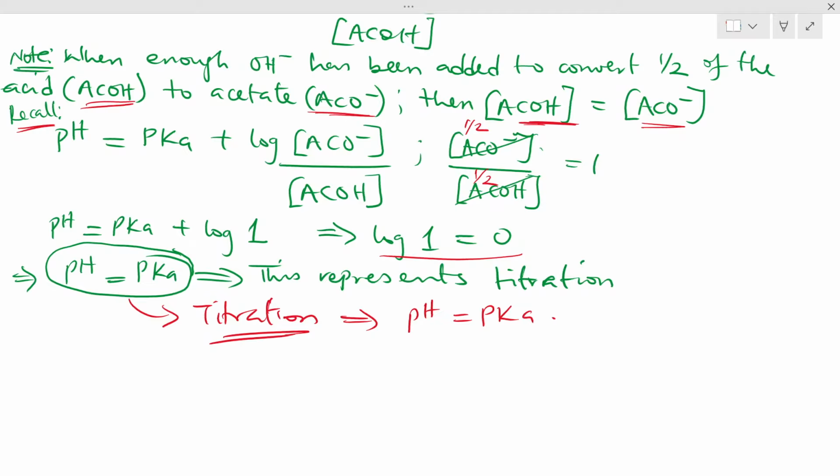Then when you show that, you don't just say because they are equal, pH is equal to pKa. No, you will show the workings. You will show how this concentration cancels out to give 1, and how log 1 equals 0, and how you eventually got pH is equal to pKa. That's very key.